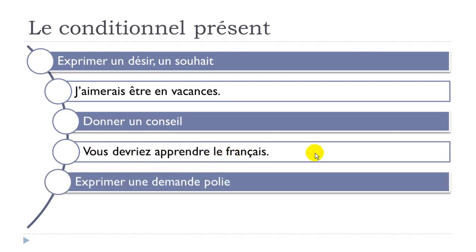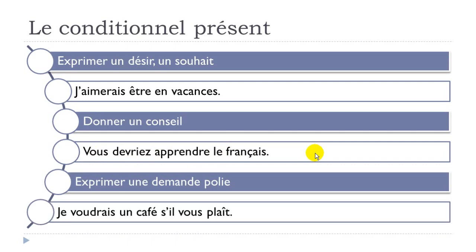And then if you want to ask something politely, that's the tense you should definitely use, especially if you go in a coffee restaurant or a shop and you want to ask for something. Use this conditional form. Trust me, it's quite important. Je voudrais un café, s'il vous plaît. So let's read them one more time. J'aimerais être en vacances. Vous devriez apprendre le français. Je voudrais un café, s'il vous plaît.